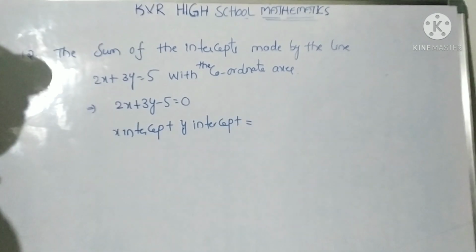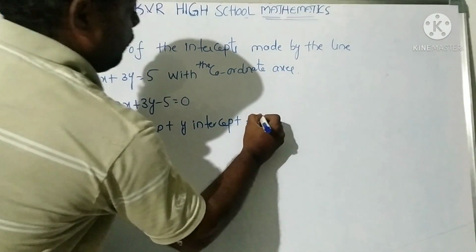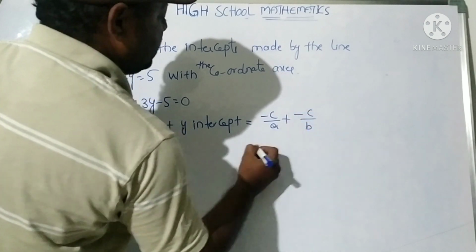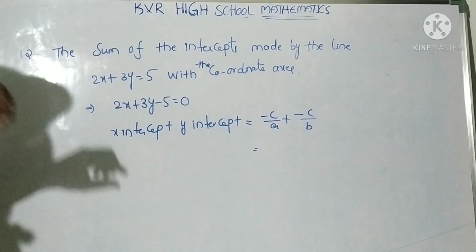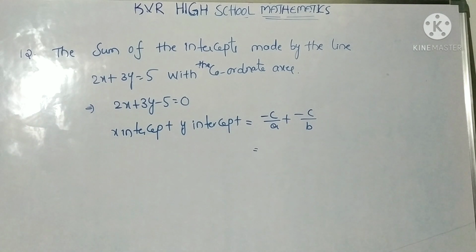X-intercept plus y-intercept means minus c by a plus minus c by b. That is the formula. Minus c by a is the x-intercept and minus c by b is the y-intercept. Suppose if you find the slope of that line, minus a by b is the slope of that line.